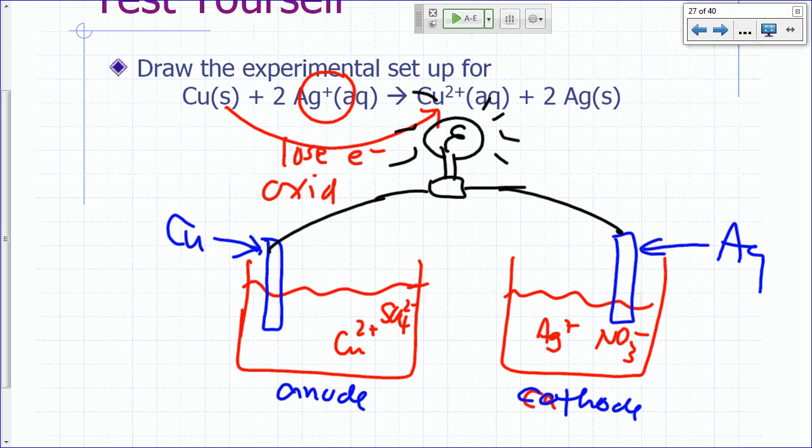But to complete this circuit, what would you need? You're going to need a salt bridge right here. You can use a piece of filter paper and moisten it with an electrolyte solution. Or you can put an inverted tube there with a solution with cotton plugs on both ends. Okay, so that would be your setup.